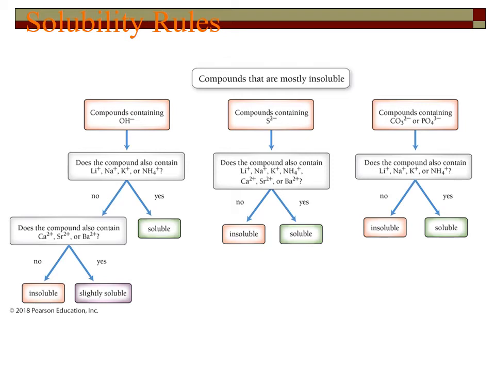Now let's talk about compounds that are mostly insoluble. Okay, let's look at the categories at the top. Compounds containing OH are mostly insoluble. If something is insoluble, that means it will not dissolve in water. So if I have an OH group, a sulfide group, a carbonate, or a phosphate, for the most part, these anions form insoluble compounds.